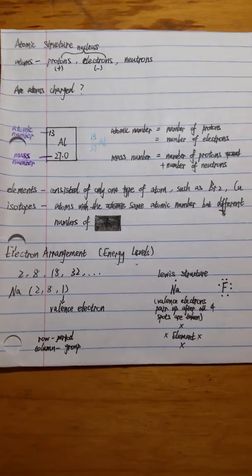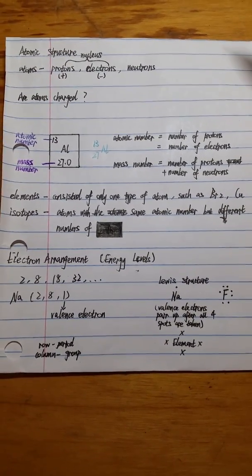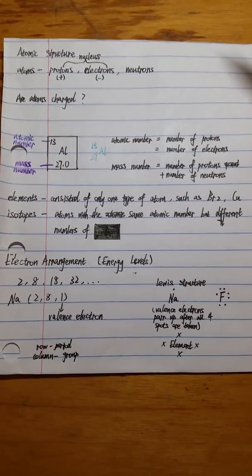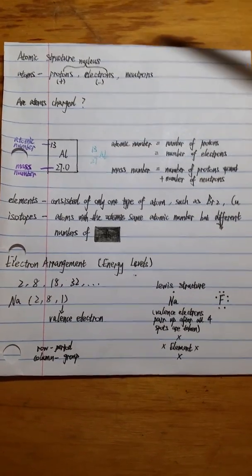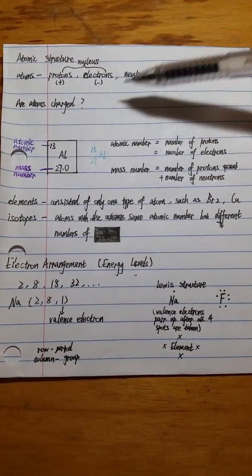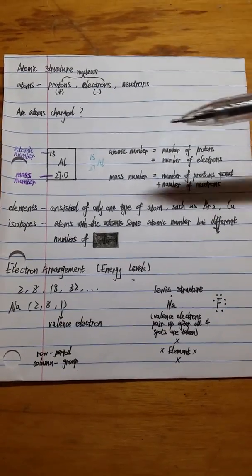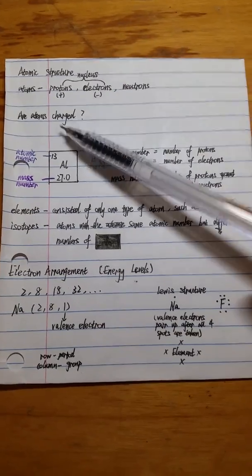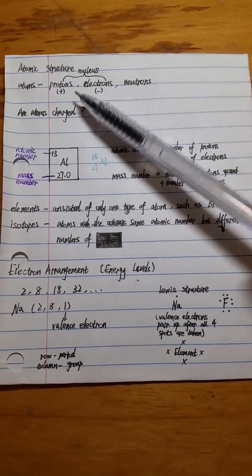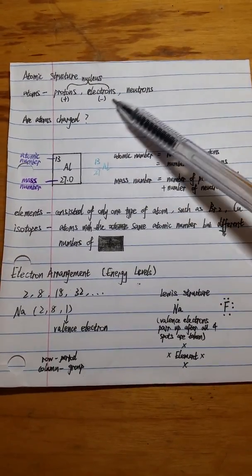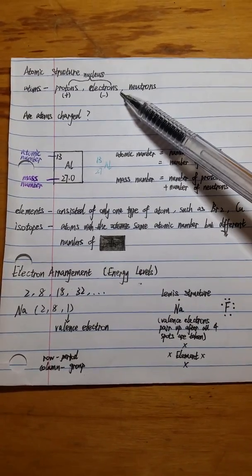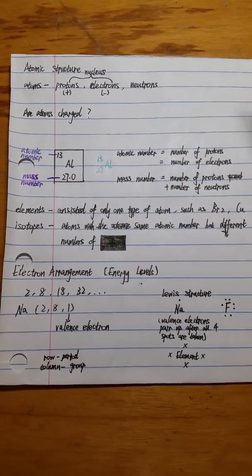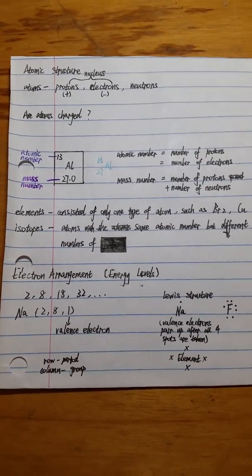Let's talk about atomic structure. So what are atoms constructed of? They are constructed of protons, electrons, and neutrons. Protons are positively charged, each with a charge of 1+. Electrons are negatively charged, each with a charge of -1.